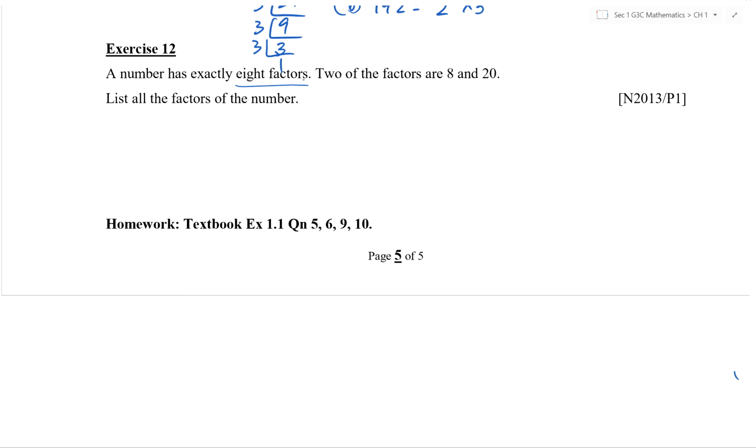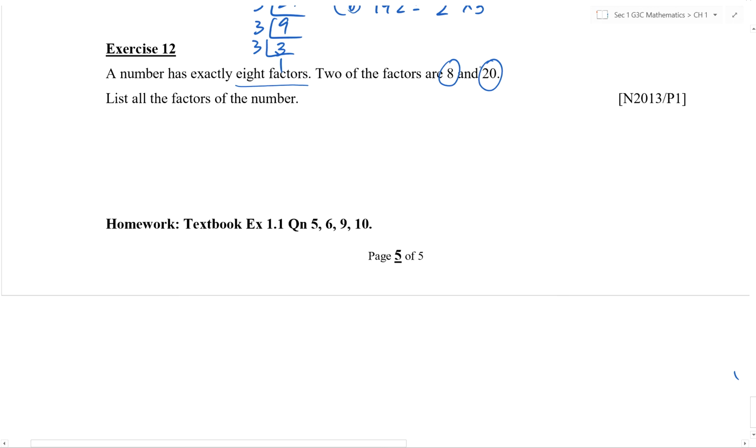They are not asking for prime factor. So what is the smallest factor? 1. But if I ask you what is the smallest prime factor, what must you say? 2. Okay. So I know that the smallest factor must be 1. And then there are 7 other factors which I must find out. 2 of them are 8 and 20.